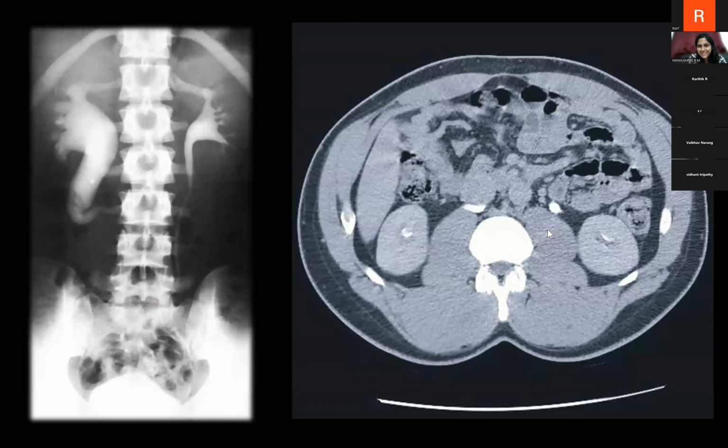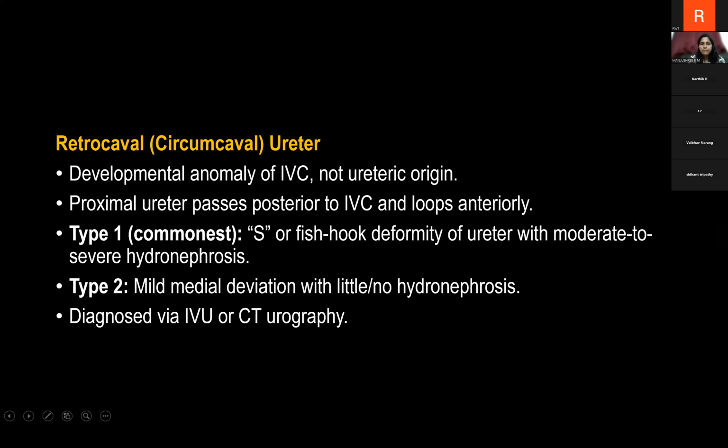Yes, this is an IVC abnormality. Sahiti, correct. Someone has typed the type of retrocaval ureter also. This is type 1, very good. So it's a developmental anomaly of the IVC and not of ureteric origin, where the proximal ureter passes posterior to the IVC and loops anteriorly.